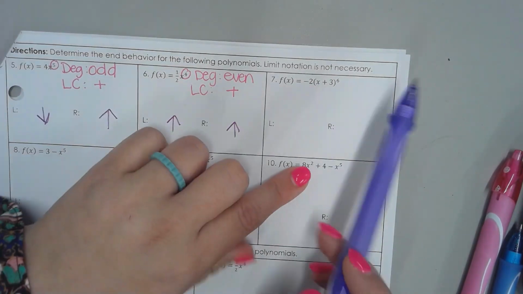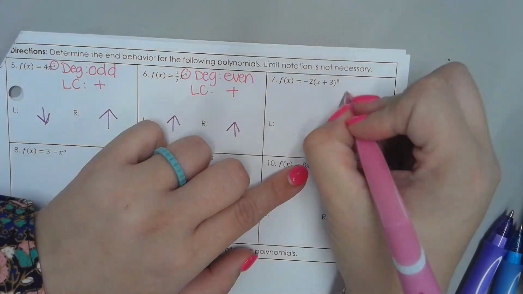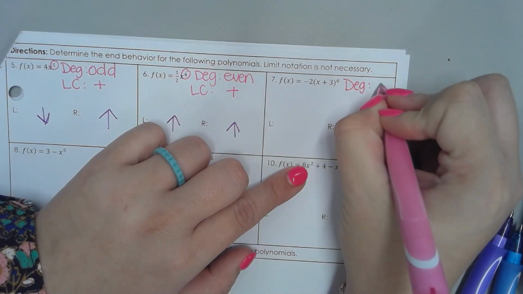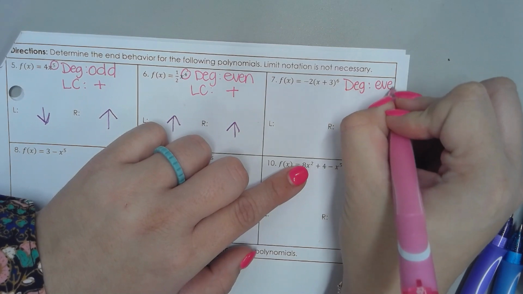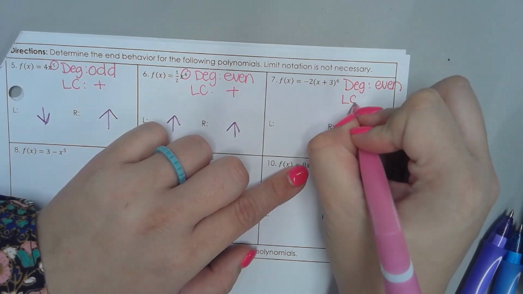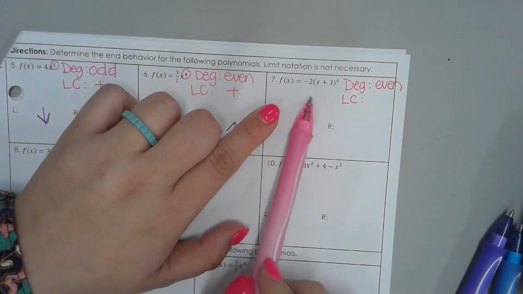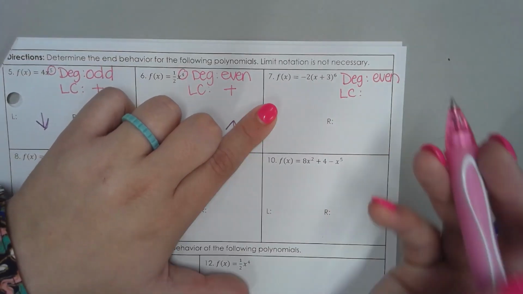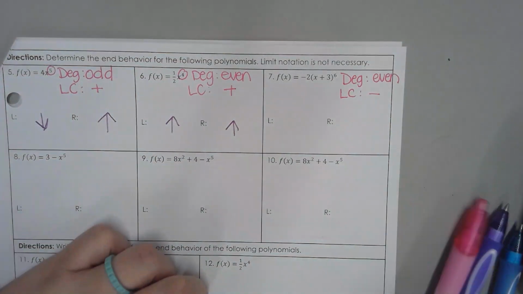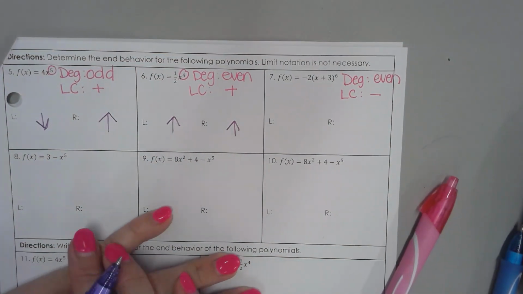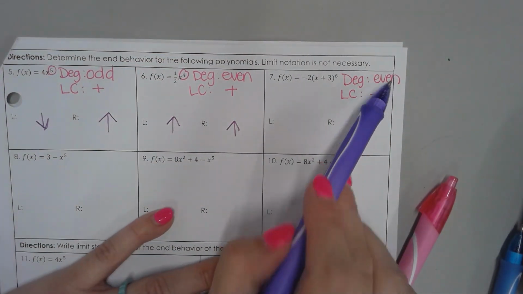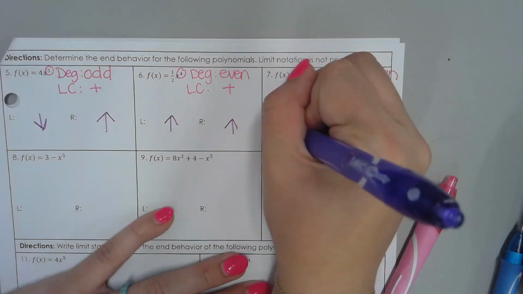Okay, so your degree is even. Your leading coefficient is going to be negative because of this negative in the front. So both of your arrows would point in the same direction because it's negative. Both point down.